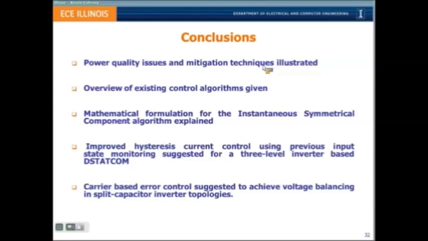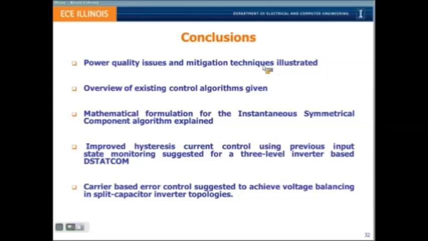And so I'd like to conclude. So far in this presentation, we looked at some of the power quality issues and mitigation techniques, and we looked at some of the existing control algorithms, and the mathematical formulation for this one theory was seen, and the advantage of this theory was also clear. And an improved method of control using the 3-level inverter was also suggested, and a carrier-based, triangular waveform-based error control to achieve voltage balancing in split capacitor topologies is also suggested. So these are the main points that I wanted to discuss for today.